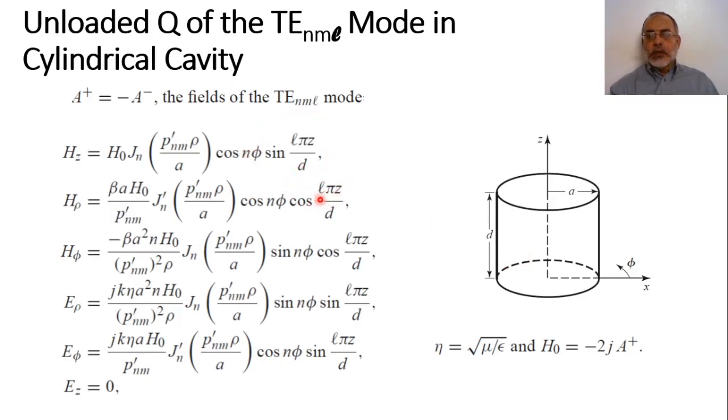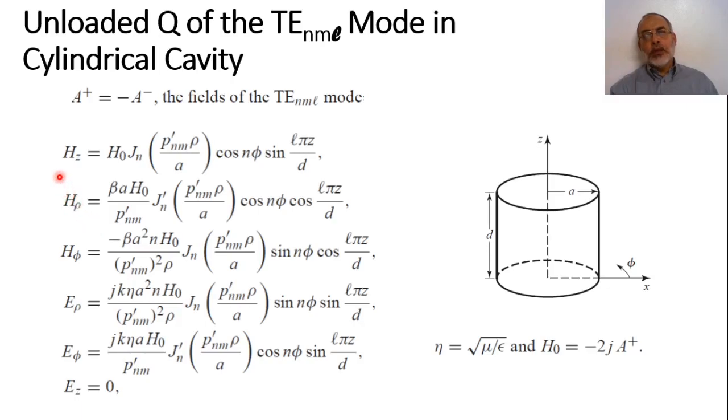the condition that the total transverse electric field on the lower face of the cavity should be zero, and on the upper face should be zero. This will satisfy that the fields E rho and E phi should be sine of l pi z over d, sine l pi z over d. And from this, we can obtain the z dependence of other field components.